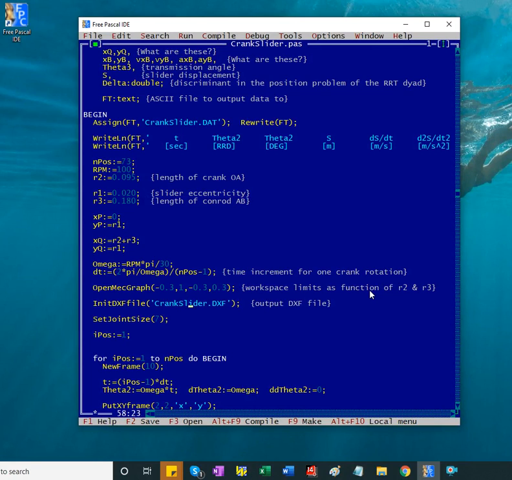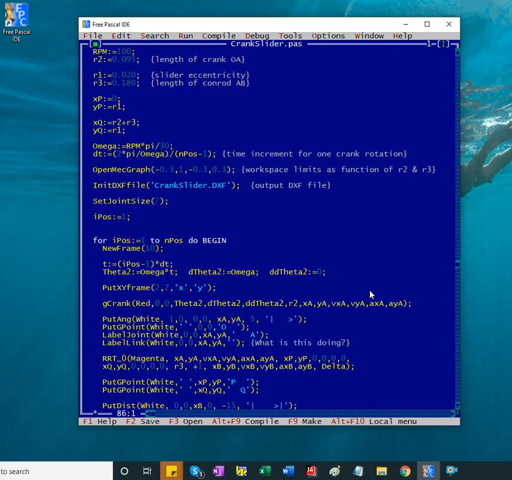Then the DXF file, where the various layers, each layer corresponding to one simulation frame, are written. I told you DXF files are text files. The nice thing is that you can open them in AutoCAD and select the layer corresponding to a position that you are interested in. Part of this assignment, you will have to generate or select the layer showing the mechanism in its minimum and maximum transmission angle positions.